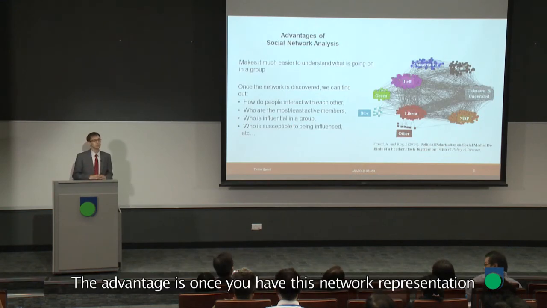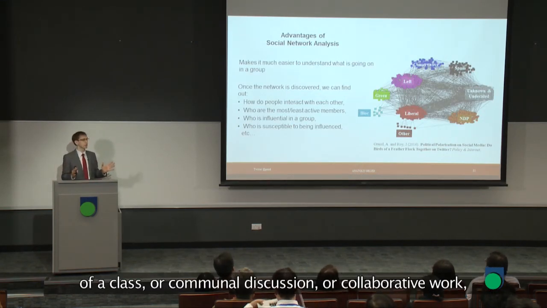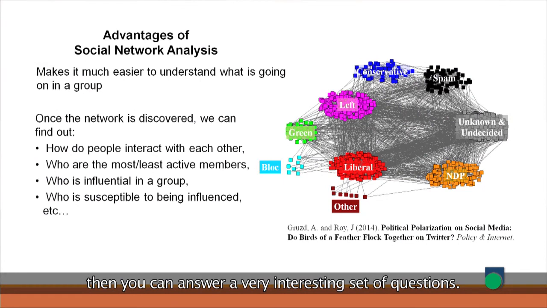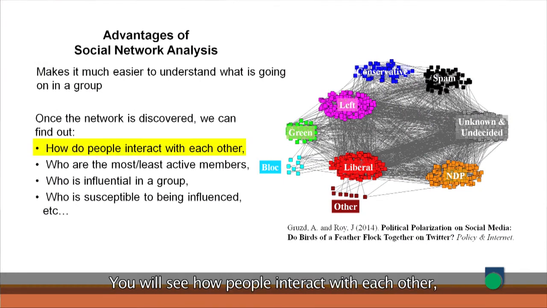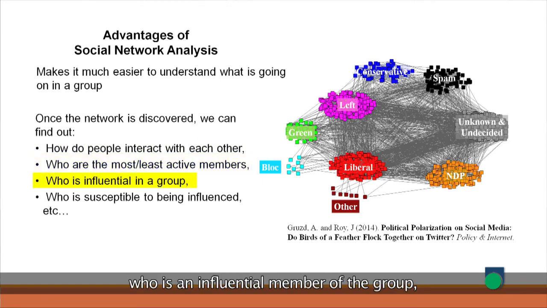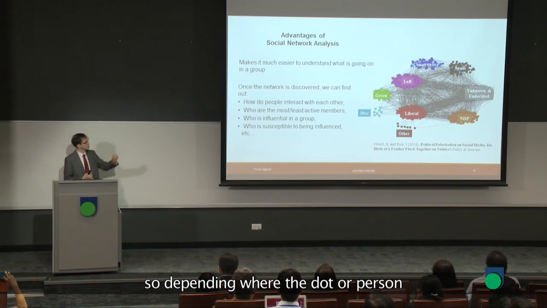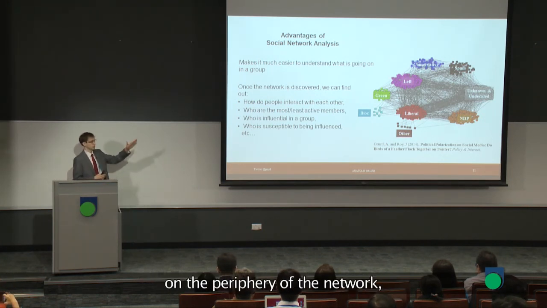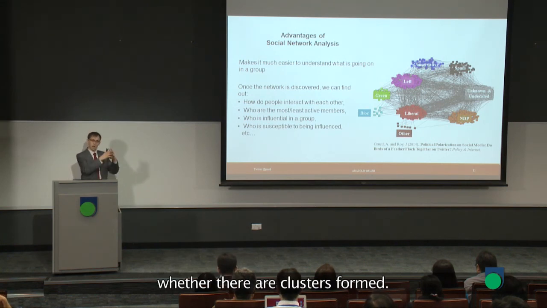The advantage, once you have this network representation of a class or community discussion or collaborative work, is that you can answer a very interesting set of questions. You will see how people interact with each other, who are the most or least active members of a community or class, who is an influential member of the group, and who is susceptible to being influenced. And so it depends on where the dot or person is located in the network, whether the person is in the center, on the periphery of the network, whether there are clusters formed.